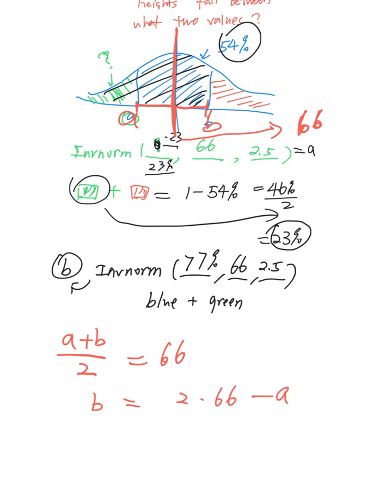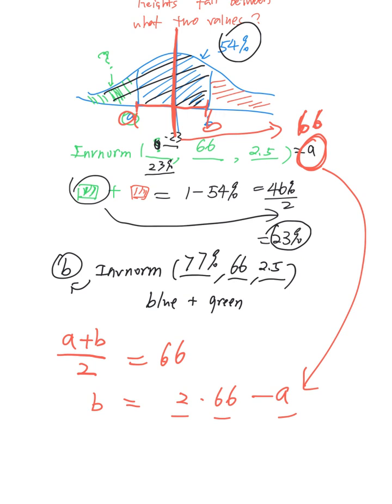So the value of B is equal to 2 multiplied by 66 minus the value of A. So whatever you got from the calculator for the output of A, you use two times the mean minus the output from A, and you will get the value of B. If you use the second method, you don't need to use inverse norm again. You can just use inverse norm to find the value of A, and then use the property of symmetry to get the value of B.